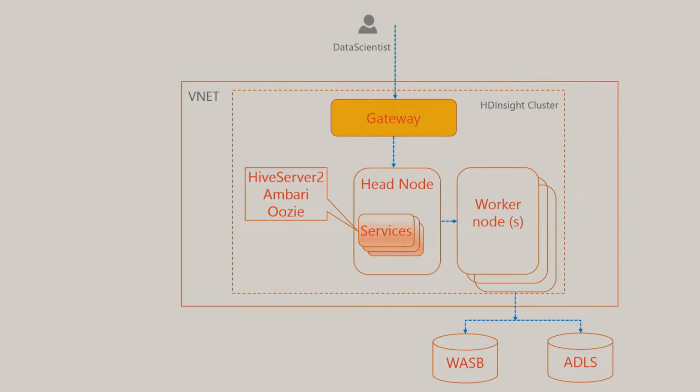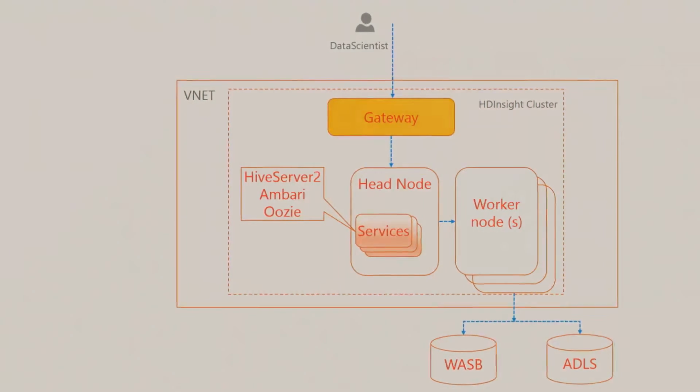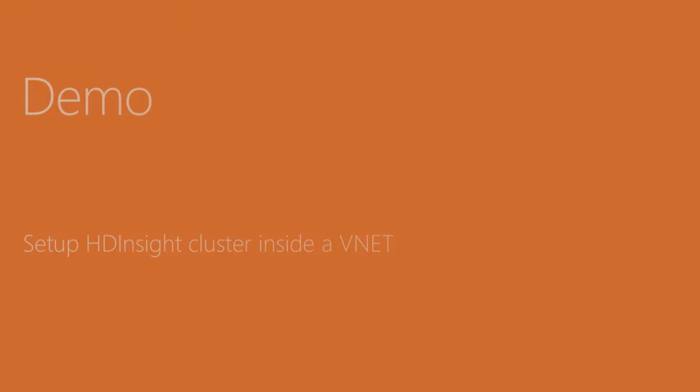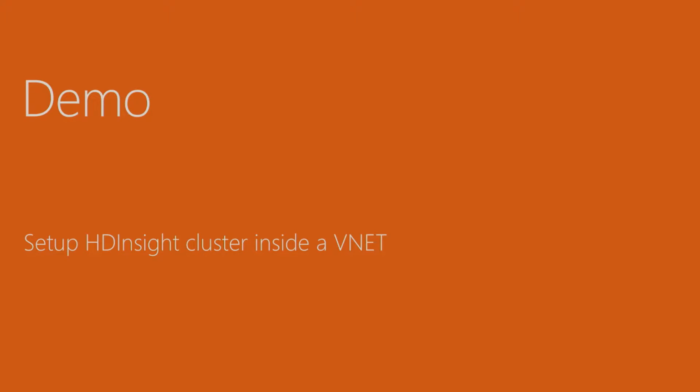The worker node will then fetch the data from the two data stores, which is either WASB or ADLS, and then it will process the job and return the results back to the user. And that was a very simple overview of how a job runs in the HD Insight cluster.